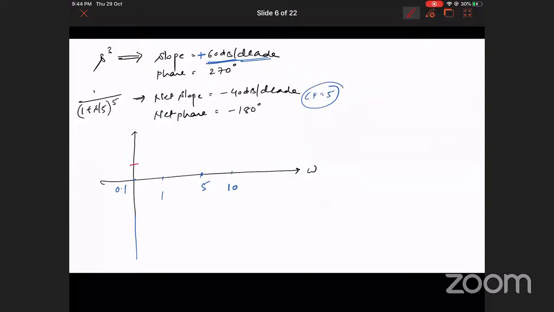What I have over here is positive 20 decibel, positive 40 decibel, positive 60 decibel, and so on. And over here, I have minus 20 decibel, then minus 40 decibel, minus 60 decibel, and so on. Okay. Now, what needs to be done, guys?